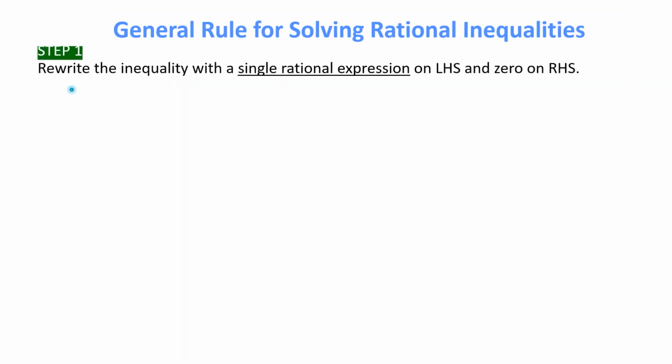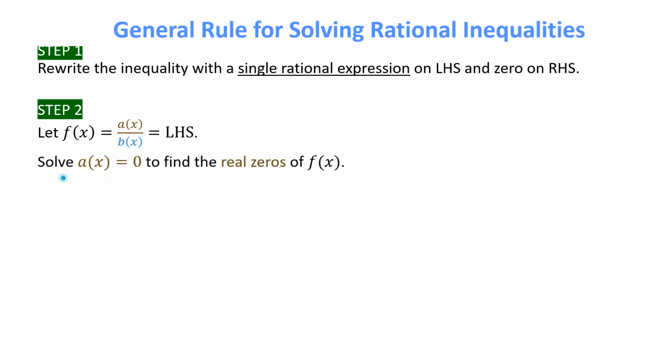Now, the general rule for solving rational inequalities can be summarized in 4 steps. Step 1, we rewrite the inequality with a single rational expression on the left-hand side and 0 on the right-hand side. For step 2, we let f of x equal the left-hand side. So we have a polynomial a of x in the numerator and a polynomial b of x in the denominator. And then we set a of x equal to 0, which is the numerator, to find the real zeros of f of x. And we set b of x equal to 0 to find the discontinuities of f of x.